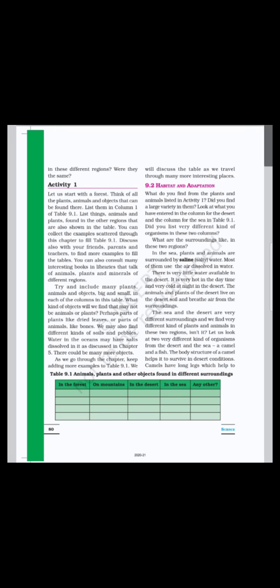Did you find a large variety in them? Look at what you have entered in the column for the desert and the column for the sea in table 9.1. Did you list very different kinds of organisms in these two columns? What are the surroundings like in these two regions?